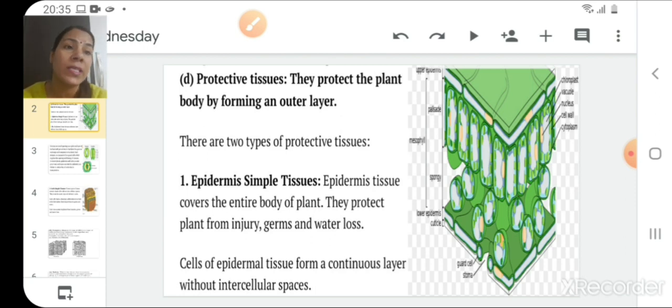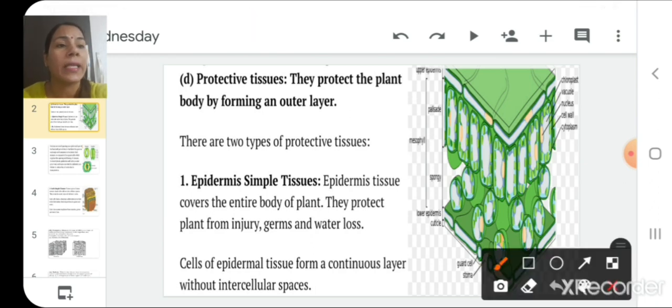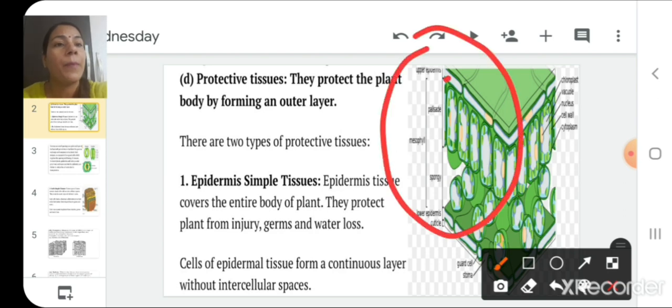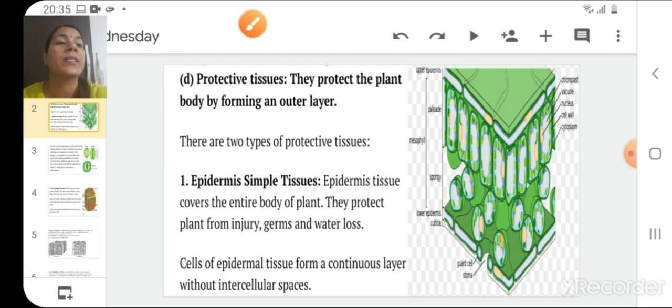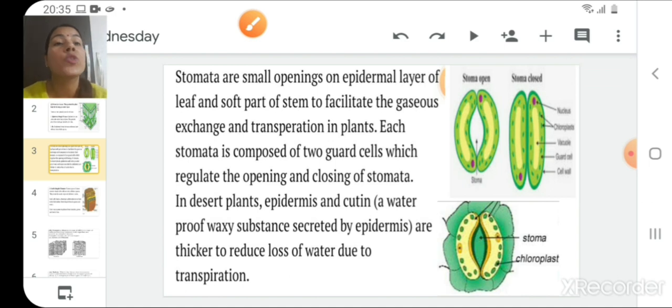So in this diagram you can see that the outer layer is epidermis, and here you can also see the upper epidermis and lower epidermis. So it is the epidermal part which is shown here, and epidermis is an outer protective covering. The stomata are small openings on the epidermal layer of the leaf and soft part of the stem to facilitate gaseous exchange and transpiration in plants. Children, you have already studied this transpiration in your previous classes. Each stomata is composed of two guard cells which regulate the opening and closing of the stomata.